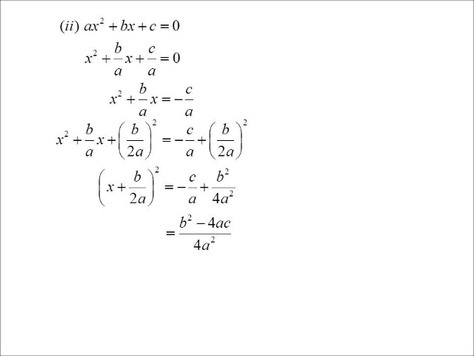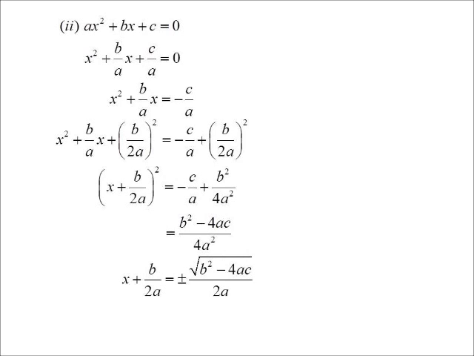This left-hand side will become x plus b on 2a all squared, and over on the right-hand side we've got a bit of an algebraic fraction to do. Common denominator will be 4a squared. Starting to look a little bit familiar now. The numerator then becomes b squared minus 4ac. Well, that's what x plus b on 2a all squared equals.